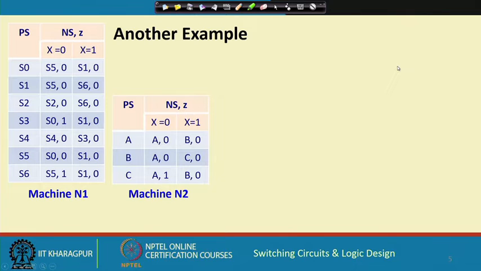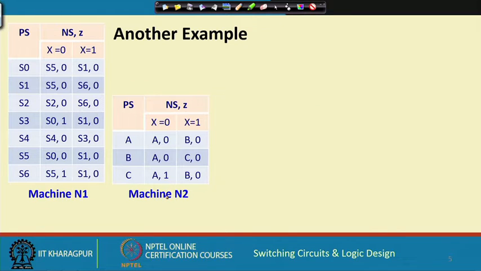Let us take another example. I am not working it out, but I am actually telling you how to do it. Suppose I have a problem like this. There are 2 machines where I can see in one machine there are 7 states, other machine there are 3 states, and someone asks you to check whether the machines are equivalent or not.